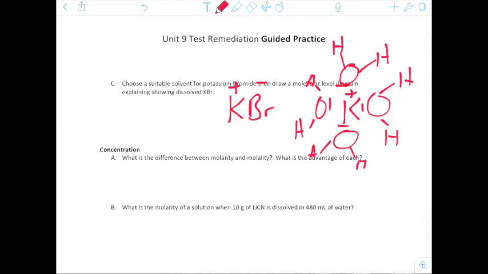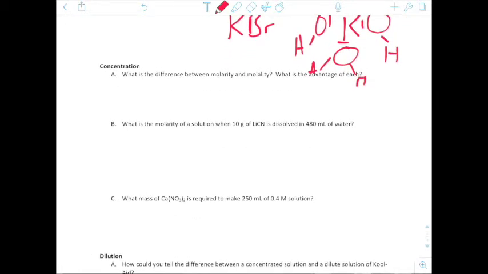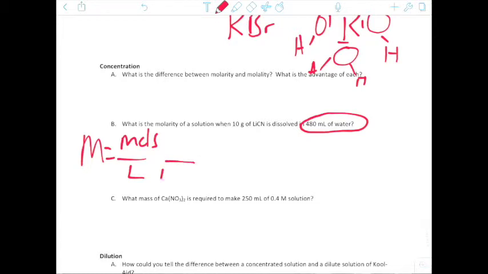B, it says what is the molarity of a solution when 10 grams of lithium cyanide is dissolved in 480 milliliters of water. So we know that it wants molarity, so it's going to be moles. Molarity equals moles all over liters. We can convert our milliliters to liters by dividing by 1,000. So we know that we have 0.480 liters, and all we need is moles.